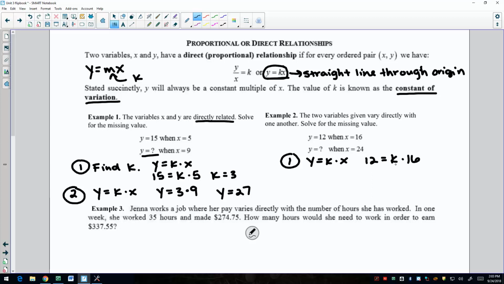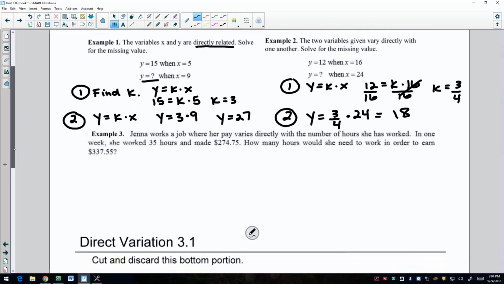Now when you solve for k, you're going to divide the 16 over, and 12 cannot be divided by 16 to get an integer or a whole number. So we're going to reduce that. 12 over 16, you can divide out a 4 from both of those, so k turns out to be 3/4 or 0.75. So now in step 2, I'm going to use k to solve for y. So that's y equals 3/4, which is k, times x, which is 24. When you multiply 3/4 by 24, you get 18. So y turns out to be 18.